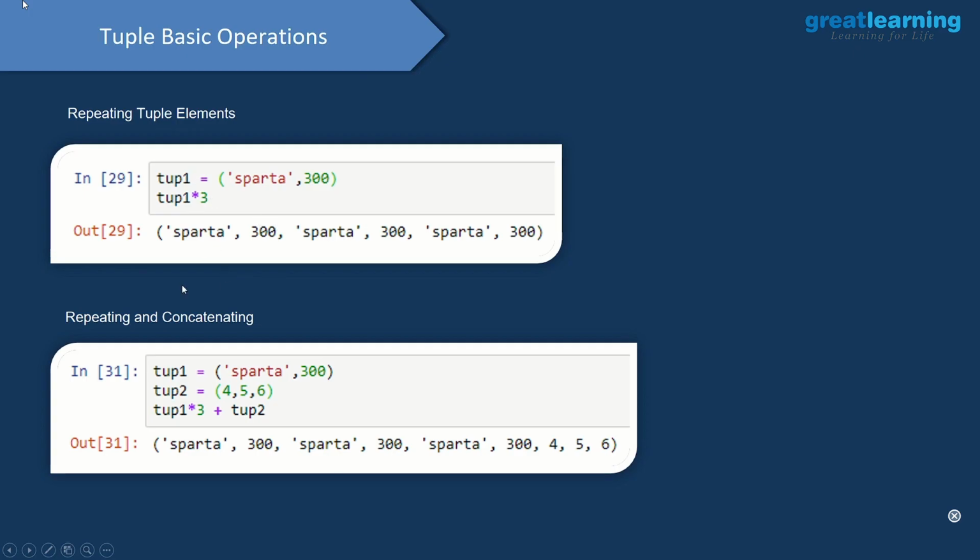Similarly, I can do repeating and concatenating in the same line of code. I've got this tup1, and I'll multiply it with 3. When I multiply it with 3, I'll get this tuple. After that, I will add a new tuple to it. I have tup2 over here where the elements are 4, 5, and 6. So to this, I am adding 4, 5, and 6. So repeating and concatenating is happening in the same line. Let's go to Jupyter Notebook and perform these operations.